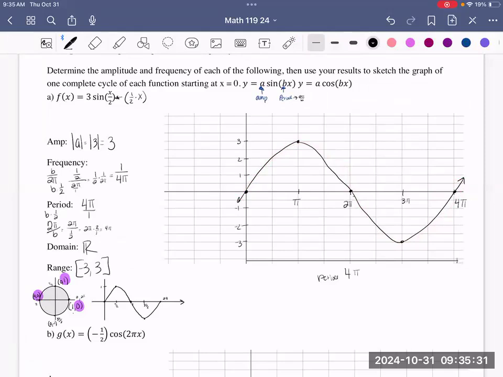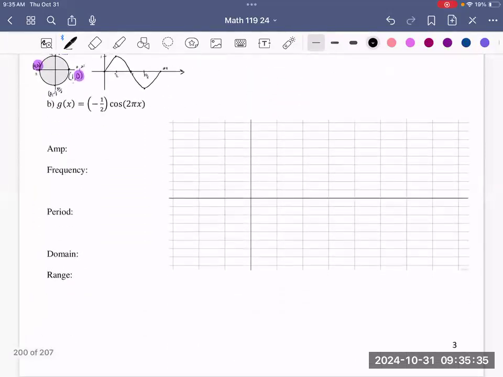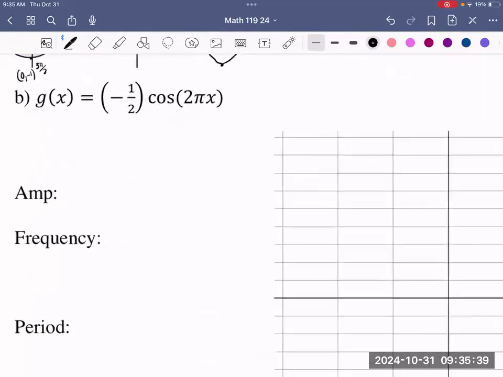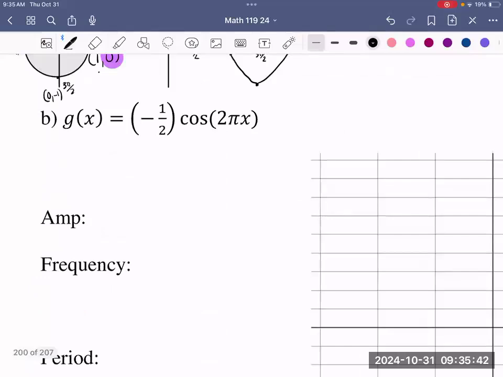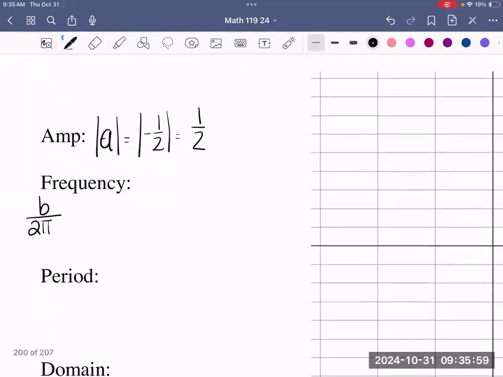Now let's try it again with B. So let's see with your amplitude, where is your amplitude? Your amplitude is 1/2. So we have the absolute value of A, so we have the absolute value of -1/2, which is just a positive 1/2. Let's take a look at your cosine, right? Your frequency is B over 2 pi. Your period is 2 pi over B.